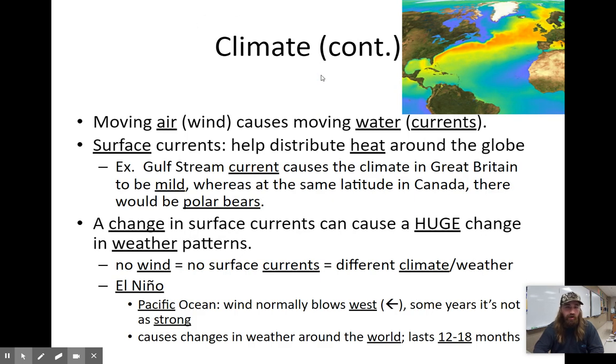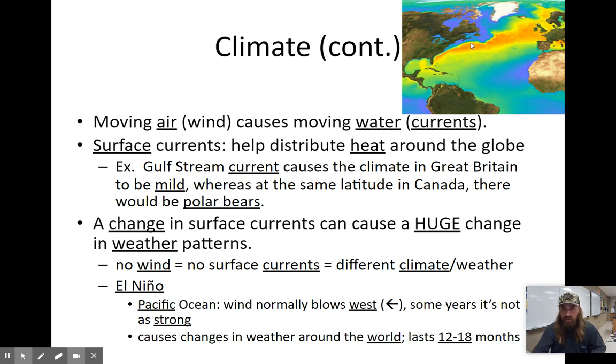Now, with our climate, there's also moving air. There are winds causing moving air, and the surface currents help distribute heat around the globe. For example, the Gulf Stream current causes the climate in Great Britain to be mild, whereas at the same latitude in Canada, there would be polar bears.